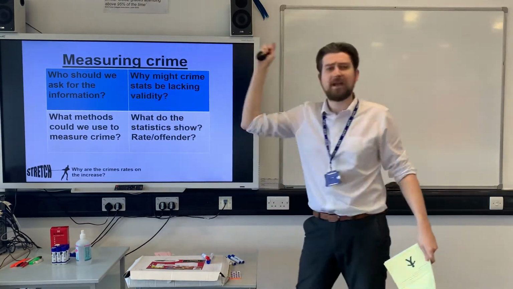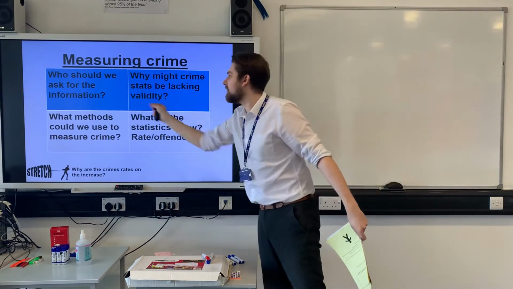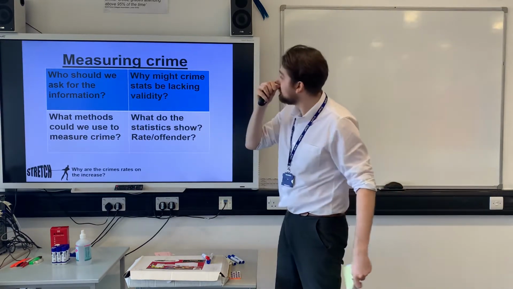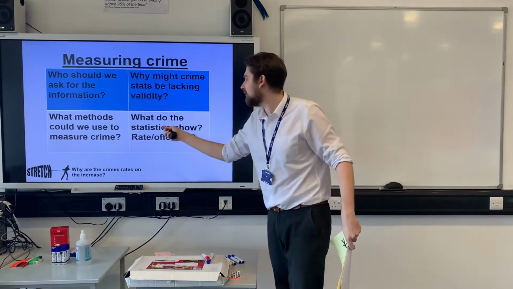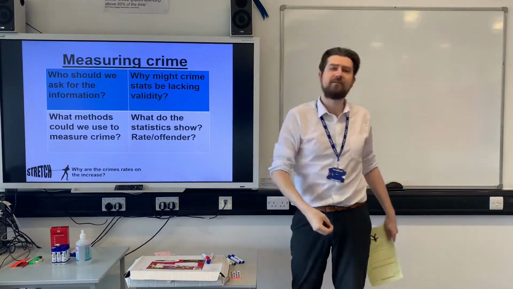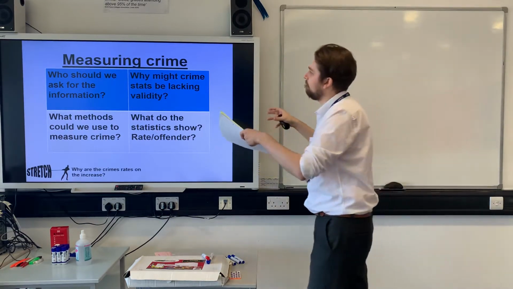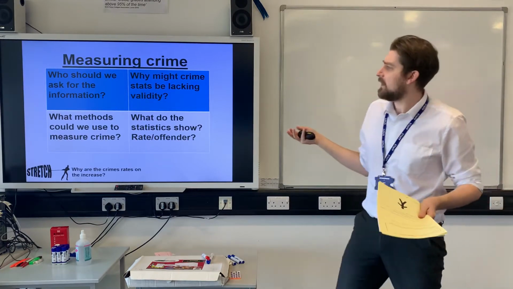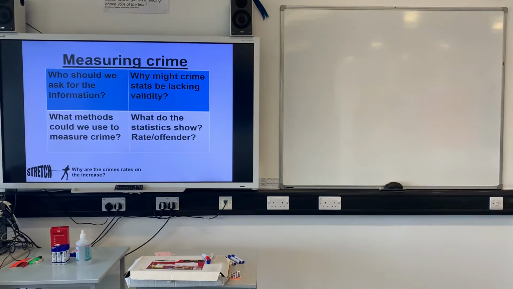Who should we ask for the information about crime? Why might crime statistics be lacking in validity? And when you see the word validity, back to your research methods, you know that means truth, getting a true picture. What methods could we use to measure crime? And what do these statistics show about the rate of crime, or the most common offender, or the most common victim? So pause that now and just have a think about these. And we're going to talk about them in just a second. But I want you to consider what your answers would be to those questions if you're asked them today.